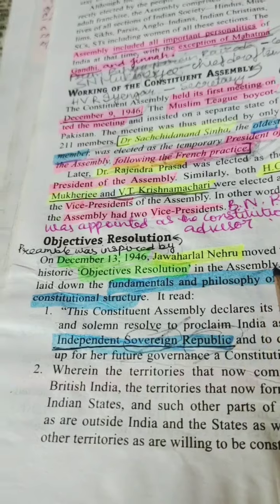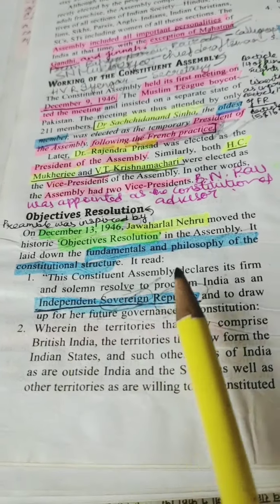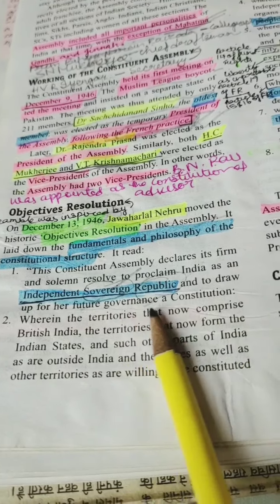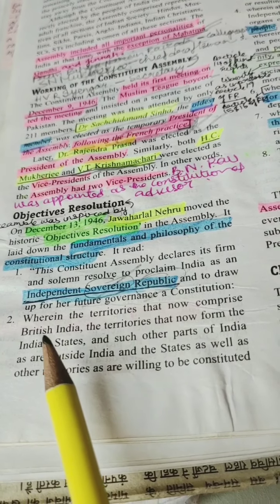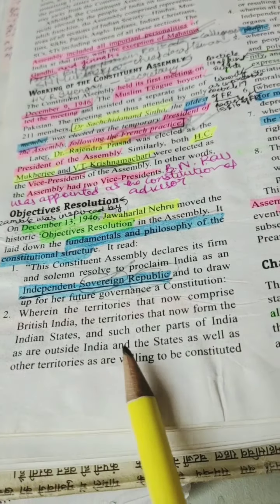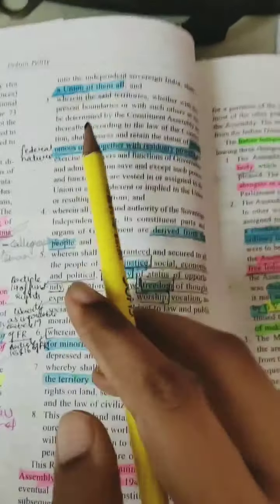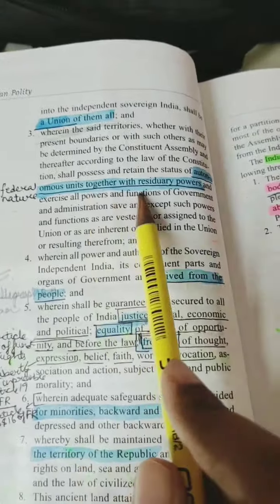It was moved in this very assembly and it laid down the fundamentals and the philosophy of the constitutional structure. So what does it say? The Constituent Assembly has to be independent, sovereign and republic, and to draw up a future governance of a constitution. Also, the territories that now comprise British India, the territories that now form the Indian states and such parts of India as are outside Indian states, as well as other territories as are willing to be constituted, shall be a union of them all. Third was that autonomous units together with residual.